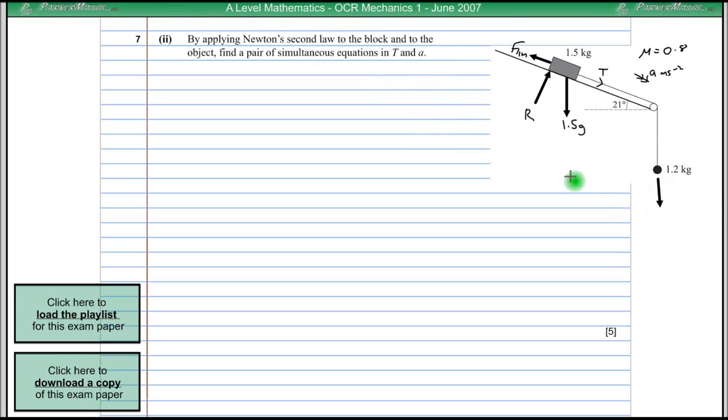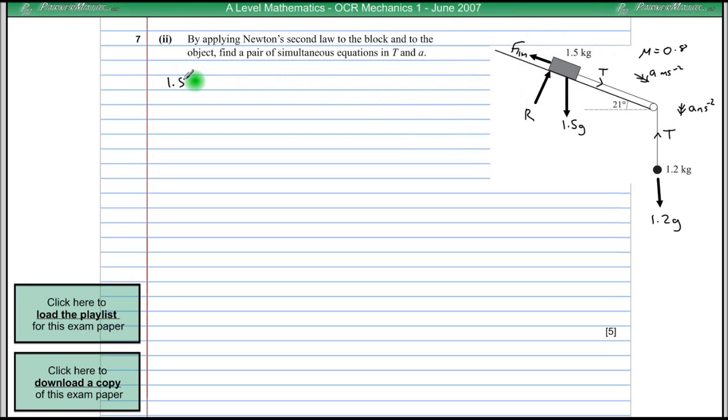We've got a weight force going straight downwards of 1.2g, and we've got a tension in the string going upwards of T. We've also got an acceleration going downwards, which is going to be the same as the acceleration up here because this string is taut, so A meters per second squared. Remember, the acceleration here and the acceleration here have the same value, and the tension either side of the pulley has the same value as well. So let's start by considering the block up here.